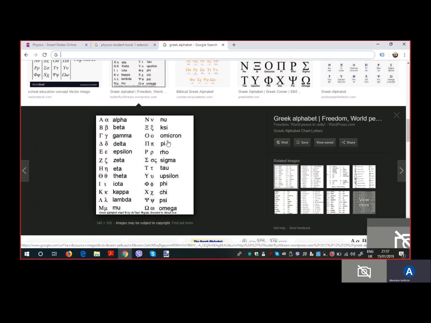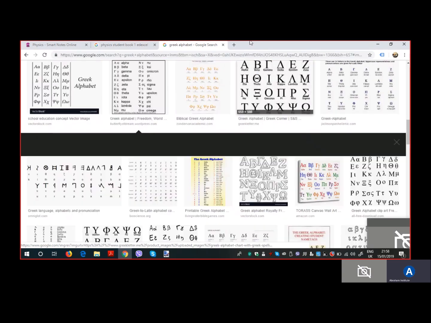Some people pronounce this wrongly. So this is pi. This is phi. So delta. When you have everything here like this, it's easy. You won't get confused. Yes, sir.